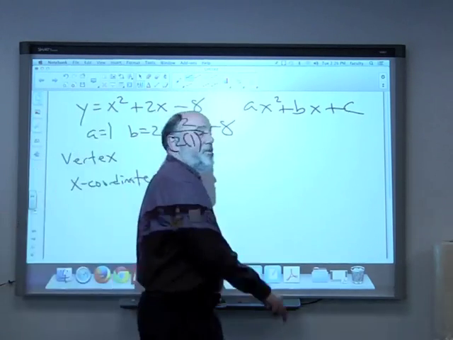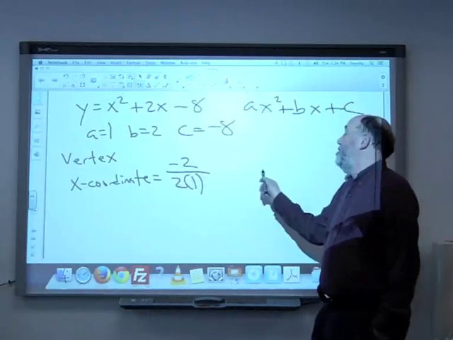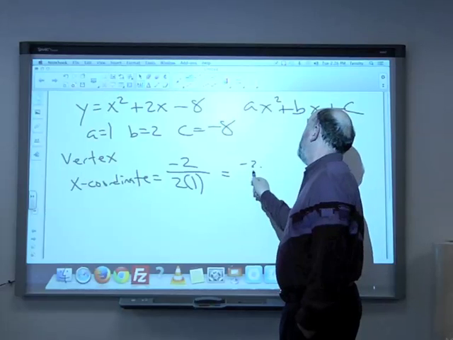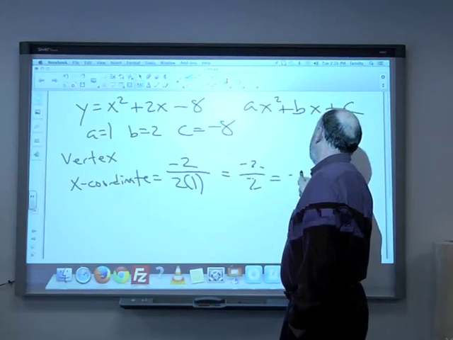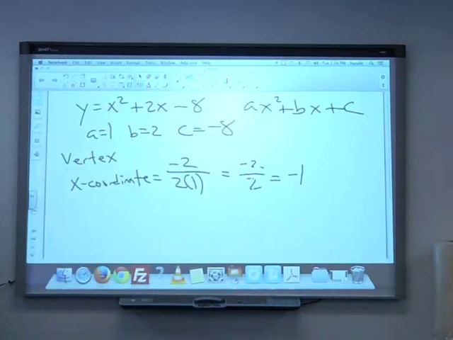We set it up on the previous page, and the vertex was given by minus b over 2a. So this is going to be minus 2 over 2, which will be minus 1. Okay. Well, what about the y-coordinate? Well, that's easy enough. Get the y-coordinate. We take that x number we just got, and we plug it in.